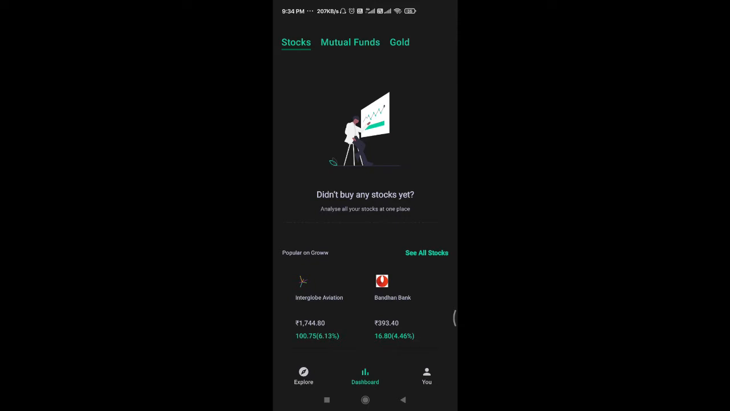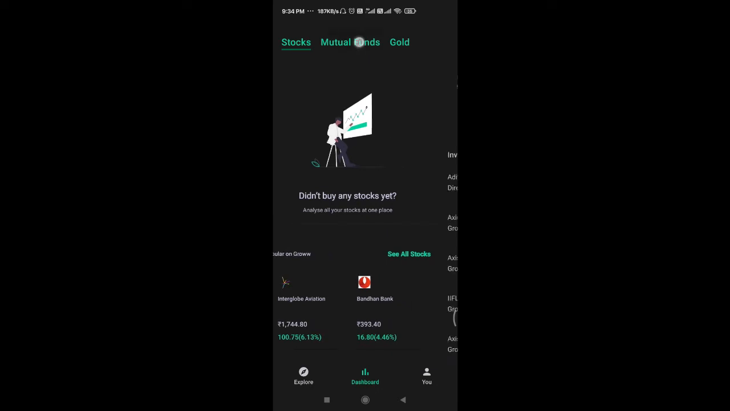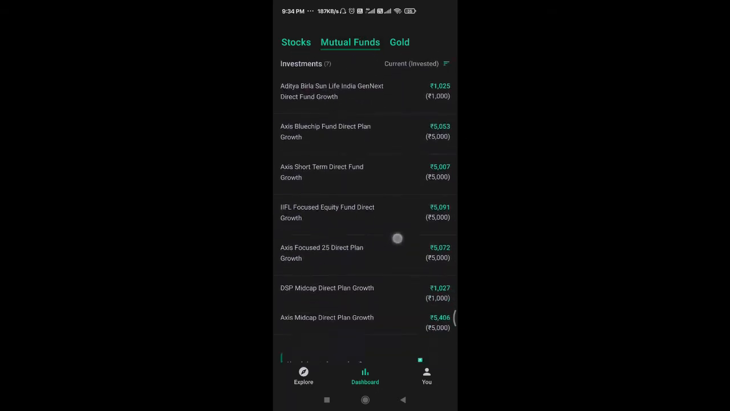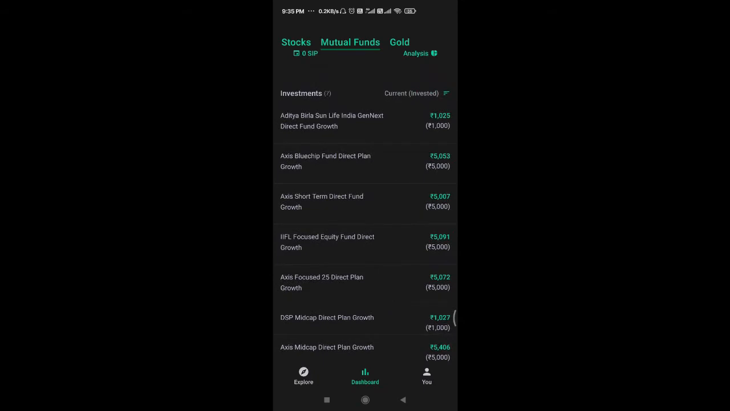You can notice that in the stock section currently I don't have any stock. That's why it is written that you didn't buy any stock yet, analyze all your stock at one place, like that. So if you purchase any stock share, then it will be available in this particular section. And at the top you can notice mutual fund. All the mutual fund investments, the whole list of mutual funds, will be available. So this is the current investment in the mutual fund.